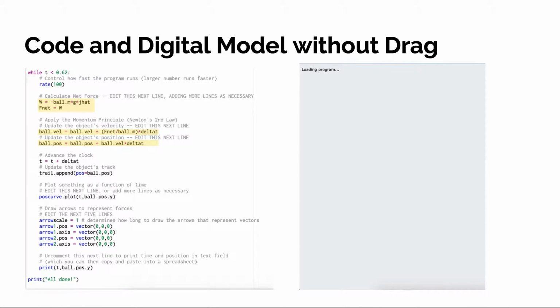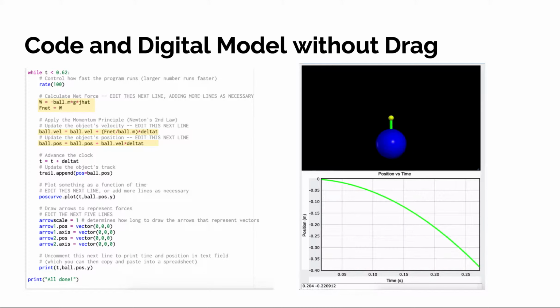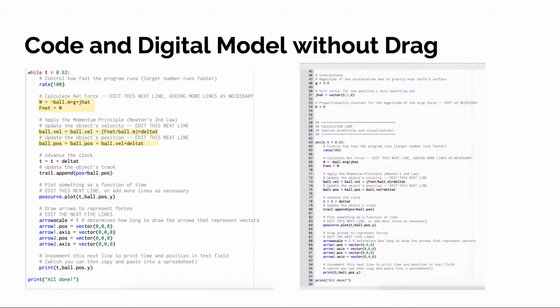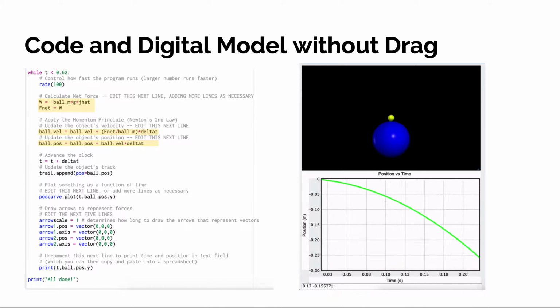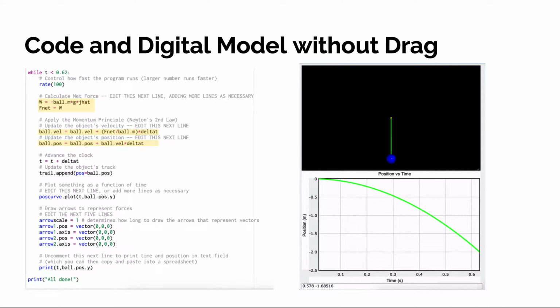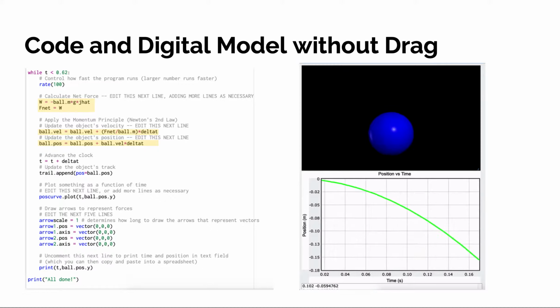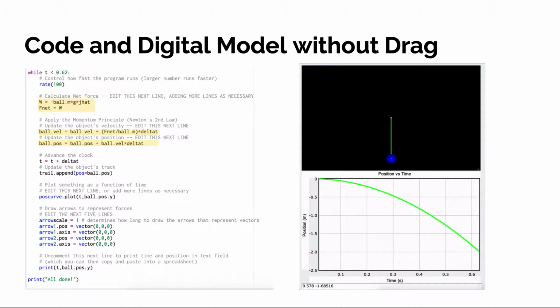The while loop began by calculating the net force on the ball, which was the ball's mass times negative 9.8 times j hat, and we adjusted the ball's velocity and ball's position equations to match those of Newton's second law. You can see the simulation to the right.